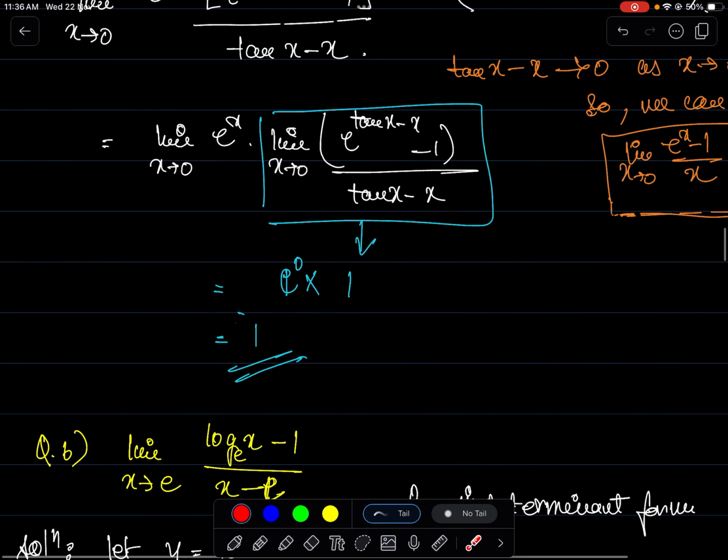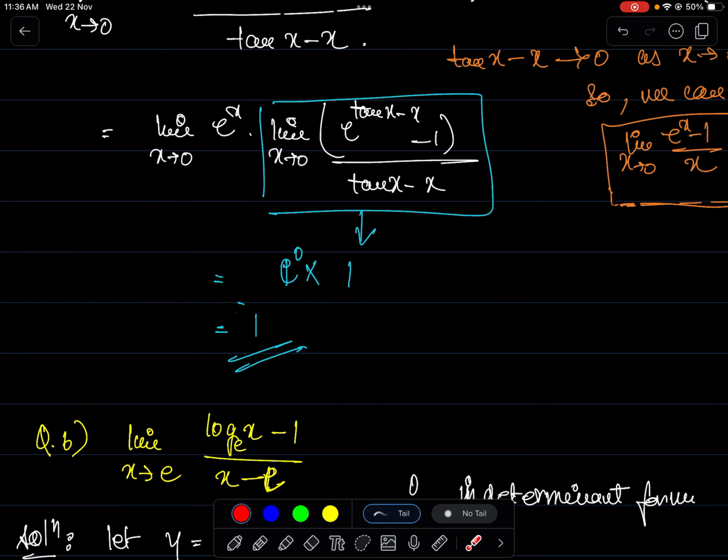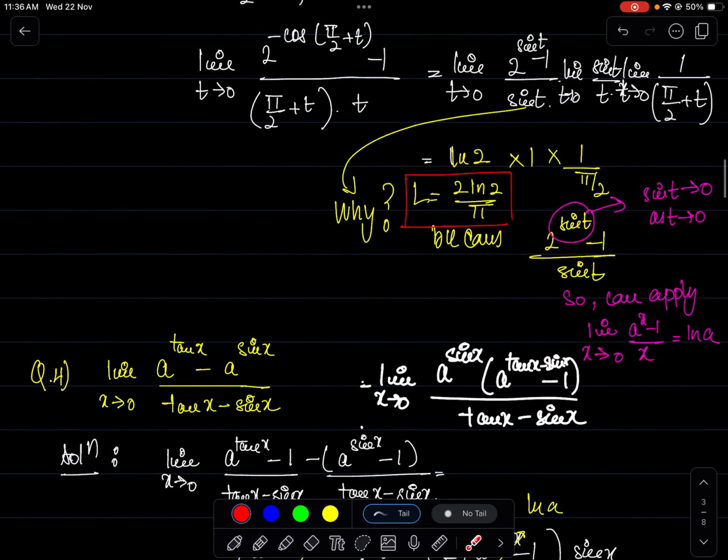Now this is the next problem which you can try by yourself, and we will see the solution for this in the next class. So let us quickly see what we have learned today.